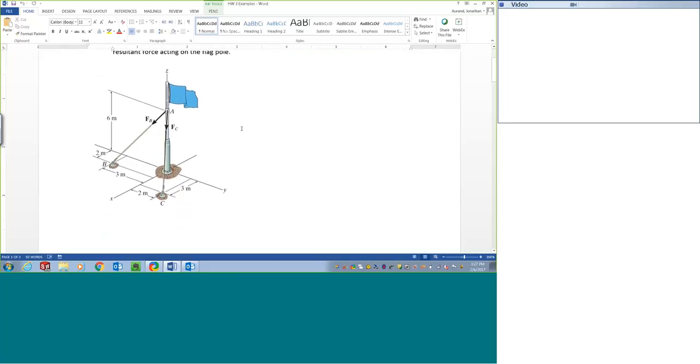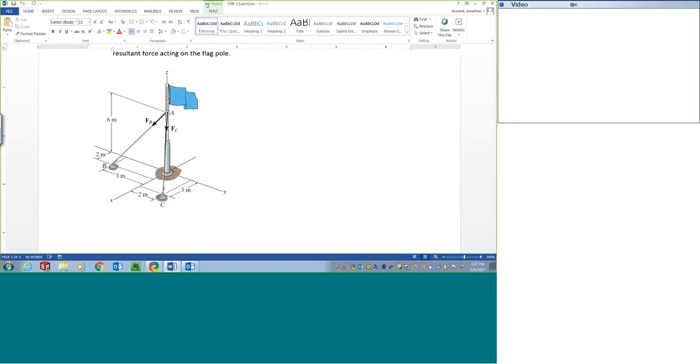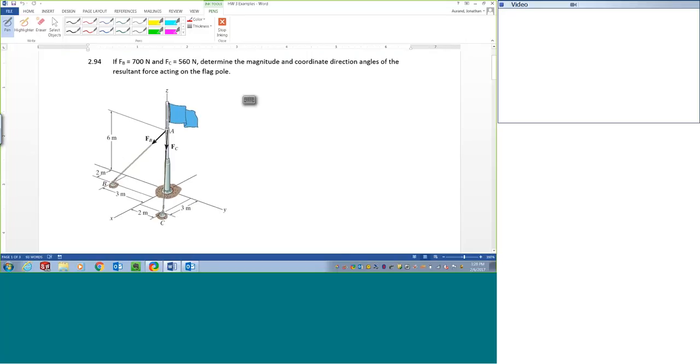So we've got homework problem 2-94. There we are. So we've got two forces on our flagpole, one along line FAB, one along FAC.